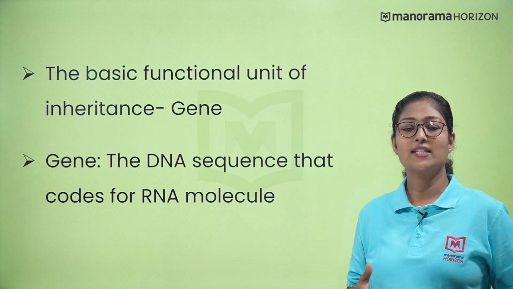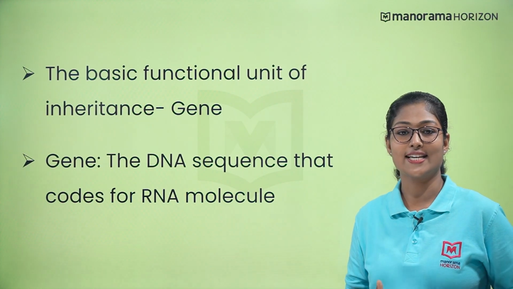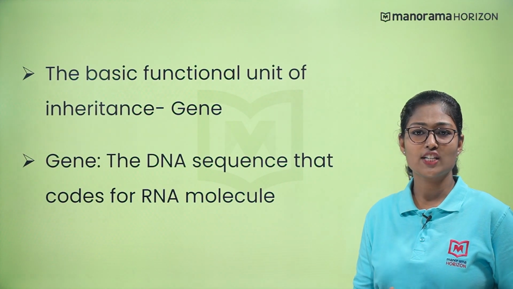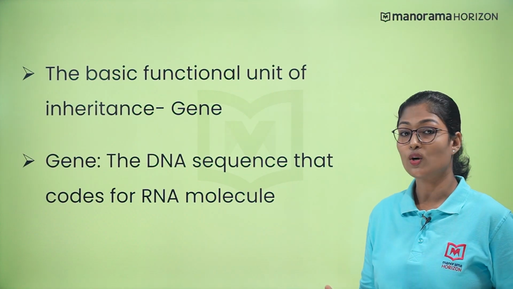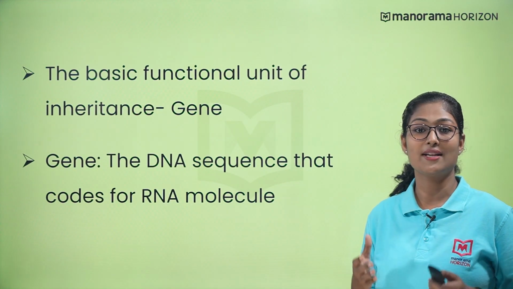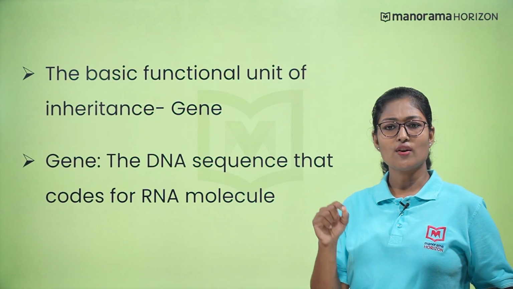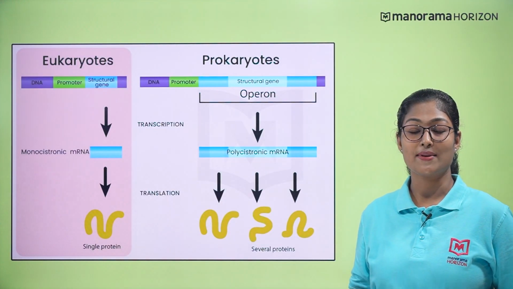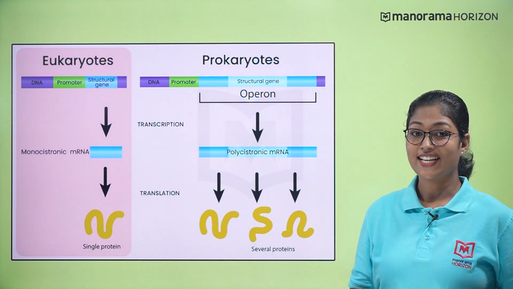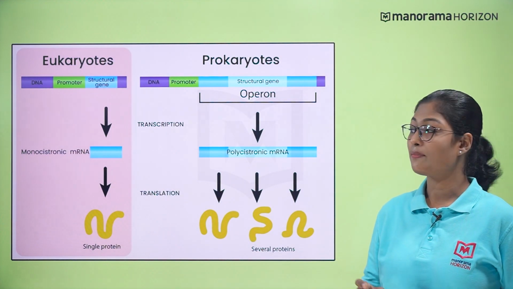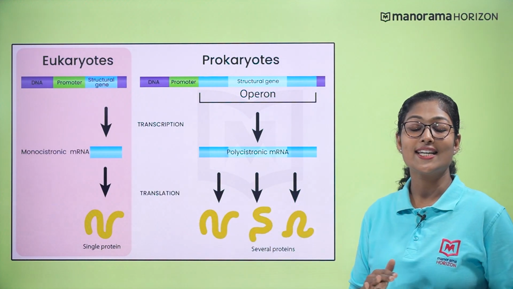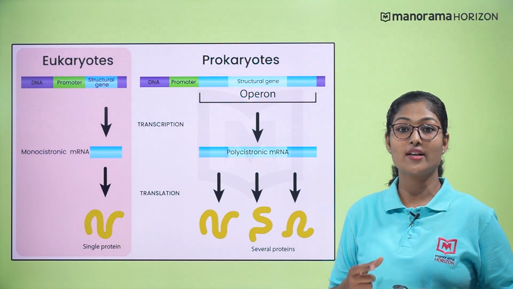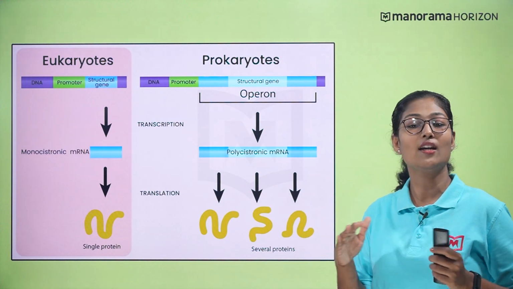So, can you name the basic functional unit of inheritance? Yes, it is the gene. My next question is, how will you define a gene? The DNA sequence that codes for an RNA molecule is termed as a gene. So, are cistron and gene the same? Let us find out. A cistron is a DNA segment that codes for a polypeptide. The DNA with one cistron is termed as monocistronic, and it is seen in eukaryotes. Whereas the DNA segment with more than one cistron is called polycistronic, and it is seen in all prokaryotes.